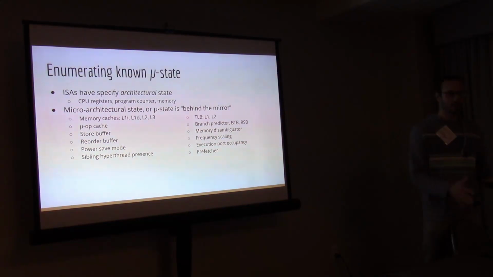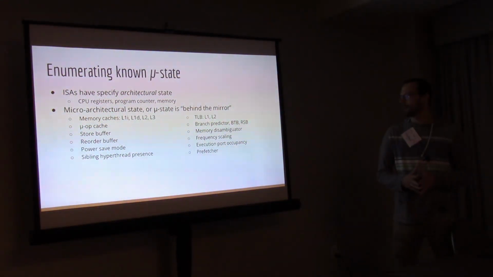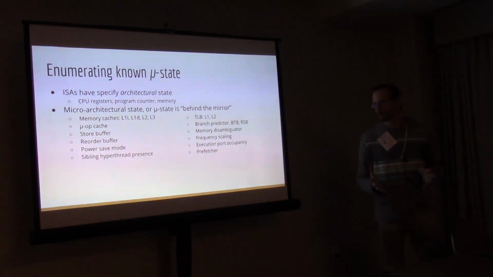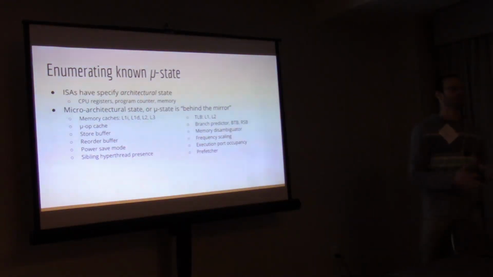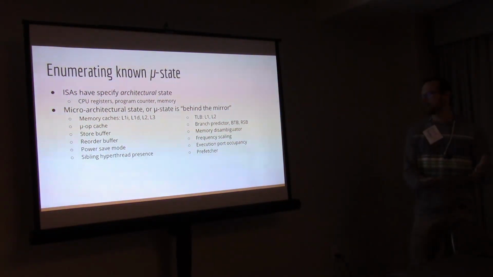Once you start reading CPU manuals, there's a couple of CPU people here that we could talk about that. But there's caches, there's instruction caches, data caches. There's a micro-op cache. There's a store buffer, reorder buffer. There's, again, the power save mode of the processor. There's whether this sibling Hyperthread is doing something to the other functional units. Then you've got a TLB, which is for implementing virtual memory. Then there's branch predictors. There's a memory disambiguator. Then there's frequency scaling. It gets madness. It's all madness, right? And then there's prefetchers on top of that.